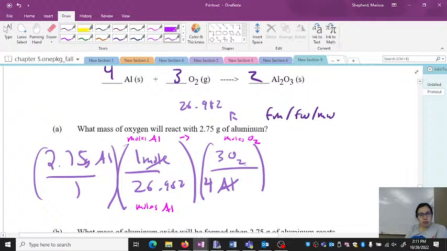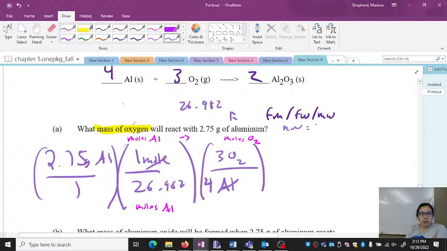Okay, my unit is moles of oxygen, except they weren't asking for moles, they were asking for mass. And so what's the last little step? And so what did we say that was? We just calculated it.